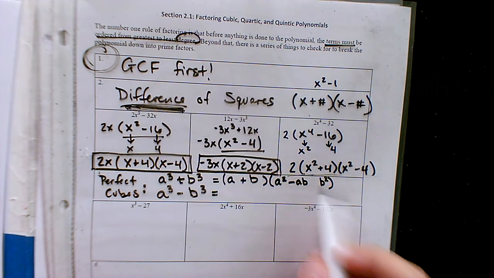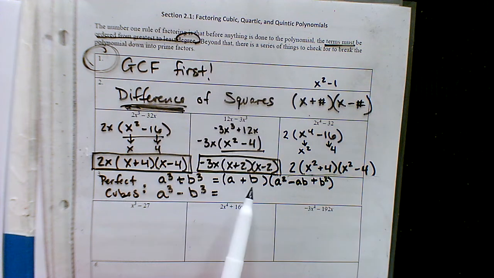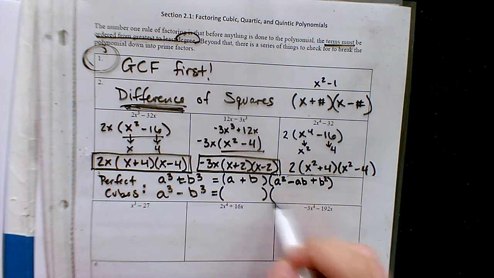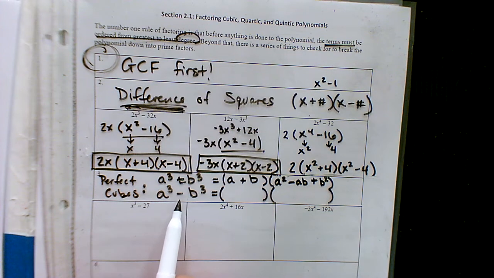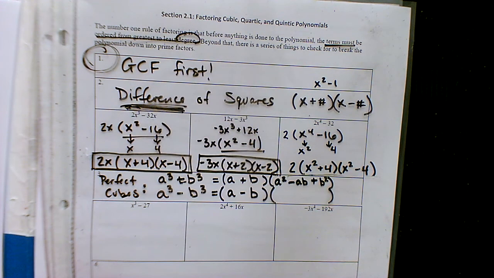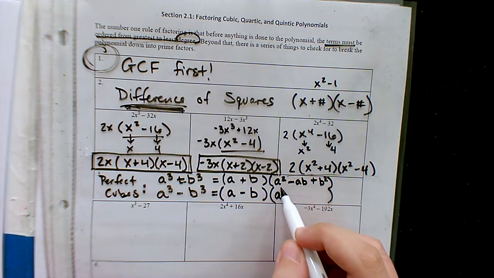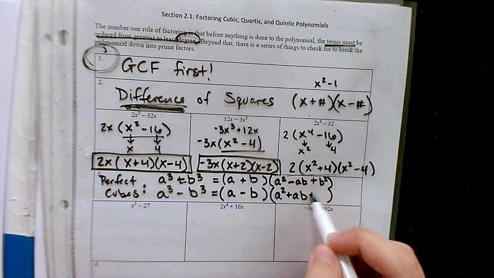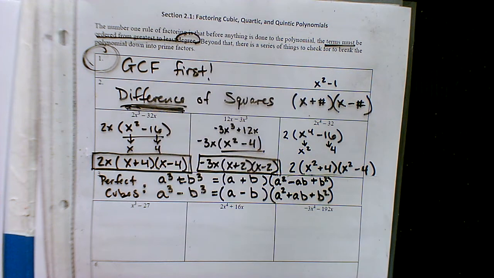And the last sign is forever and always addition. So the first sign matches, the second sign is opposite, and the last one is always a plus. So if we follow that logic for the other example, if we're subtracting perfect cubes, the first factor would be A minus B, and then the second factor would be A squared plus AB plus B squared.